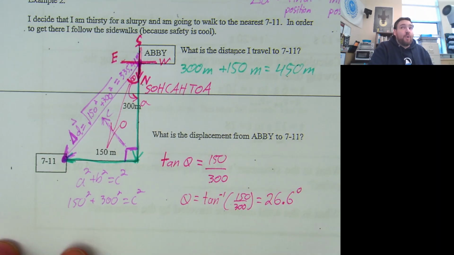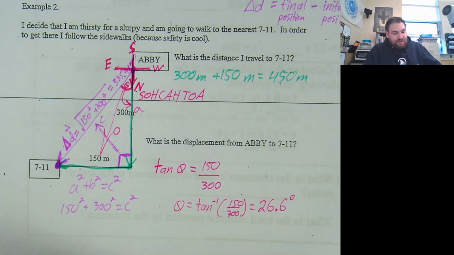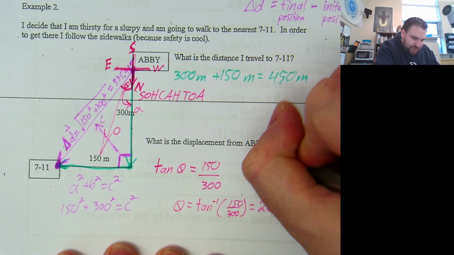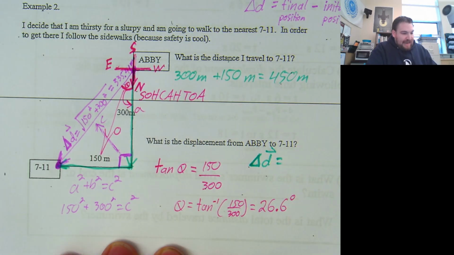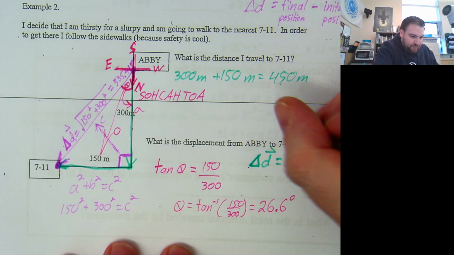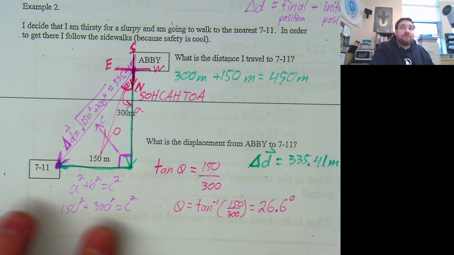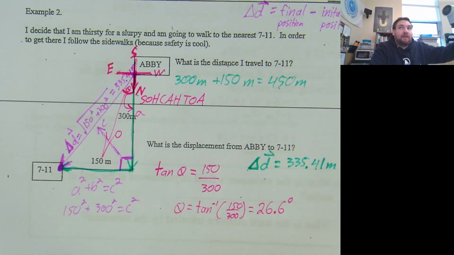And so then how we would quote this, when asked for the displacement, we would say, okay, let's put it all together. Our displacement, or the change in the position, has a magnitude and a direction. The magnitude Ray Reed gave us is going to be 335.41 meters. That's the magnitude. And now I want to know which way.